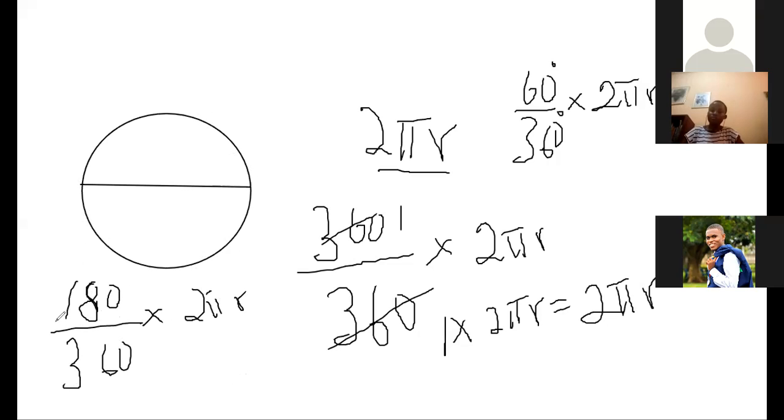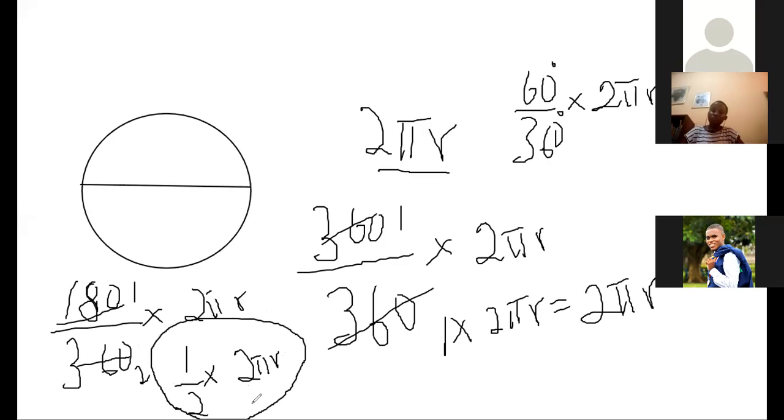Now 180 over 360, this one is 1. This one will give you a 2. So you get 1 over 2 times 2 pi r. And this is the formula for finding the perimeter of a semicircle. Half times 2 pi r. That is, you find the perimeter of the full circle. After that, you multiply it by half, since we are looking for what? Half of the circle and not the full circle. I hope you get it now.